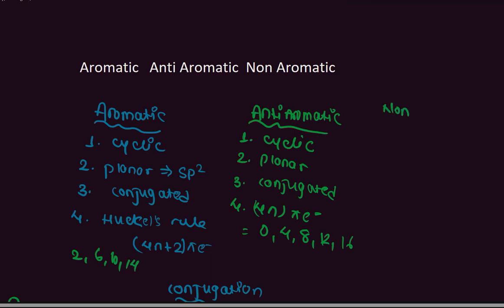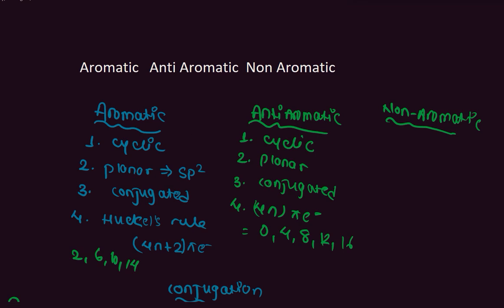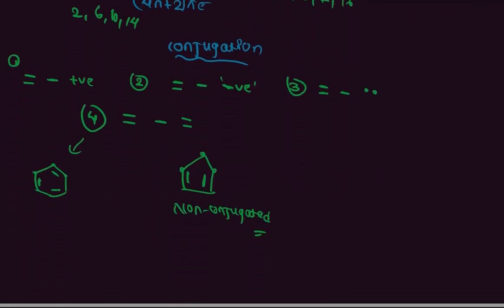Non-aromatic: the simple logic is that compounds which are neither aromatic nor anti-aromatic are non-aromatic. It means it isn't cyclic, it isn't planar in geometry, it isn't conjugated, and it doesn't obey Huckel's rule. Those types of compounds are non-aromatic compounds. Clear?